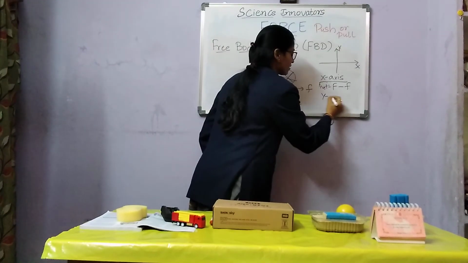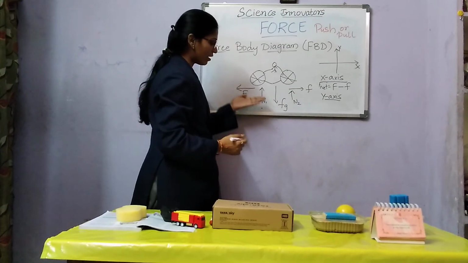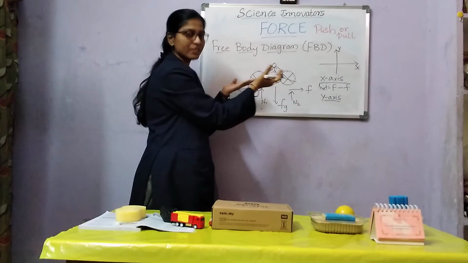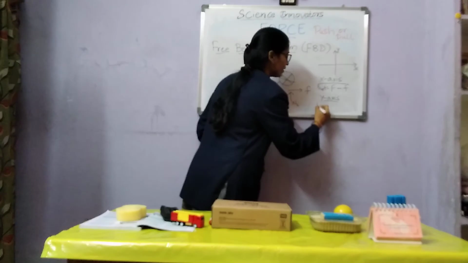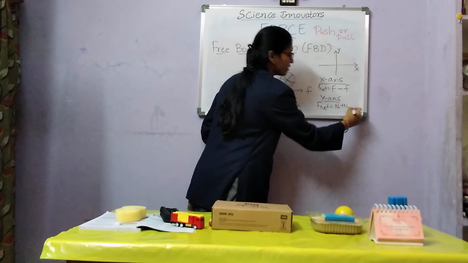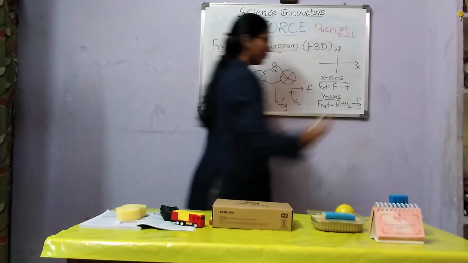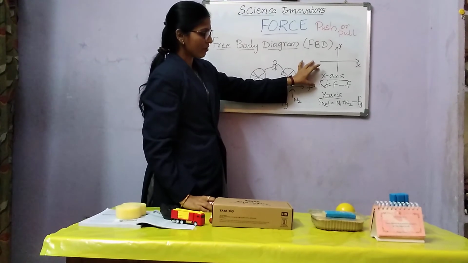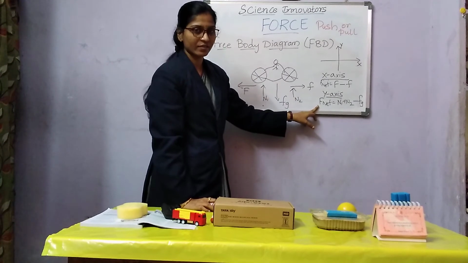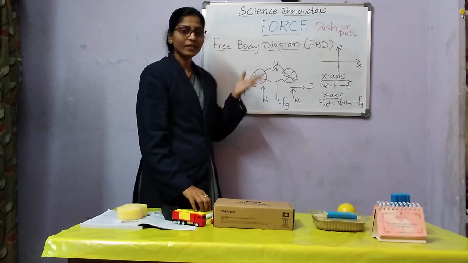Next, the y-axis. What are the forces acting along the y-axis? The gravitational force, which is pulling it down, and the normal forces, which are acting upwards. So here the net force is N1 plus N2, because these two are in a similar direction, minus the gravitational force. So these are the forces acting along the x-axis and along the y-axis. In this manner we can calculate the net force for the free body diagram.